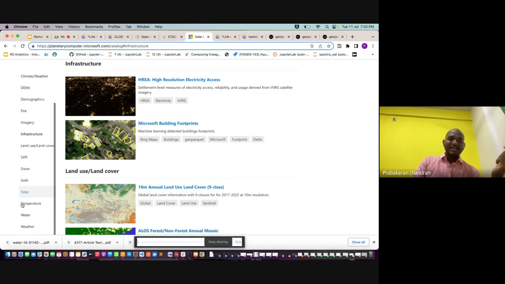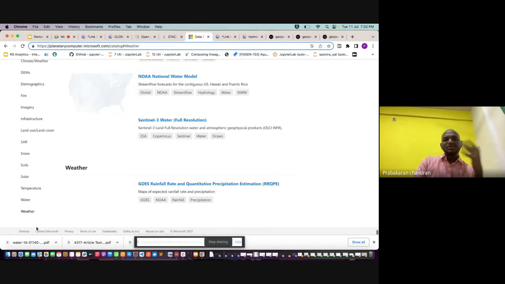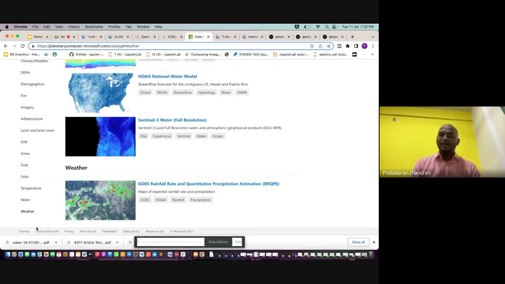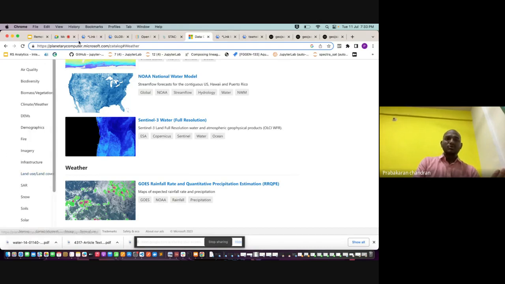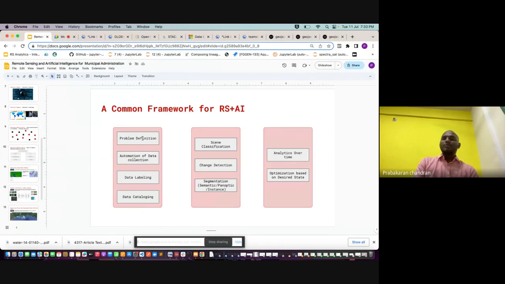And we have other things like solar, water, and weather. So this will help in terms of weather mitigation, and also for farmers it will help. So this data catalog, you can use it. For problem definition, it's up to you. Like with Tech for Good, I have already given a lot of problem statements like e-wastage, environmental monitoring, and other things. Based on that, we can select the data sets and automate data collection.